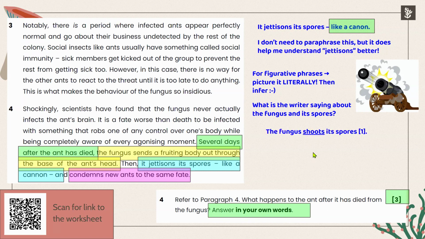So Aaron, if you wrote spreads, that is actually correct. But if I want to capture the like a cannon, I want to make my answer more precise. You notice I say the fungus shoots its spores. So after the ant dies, the fungus sends a fruiting body through the ant's head. Then it shoots its spores or it spreads its spores.